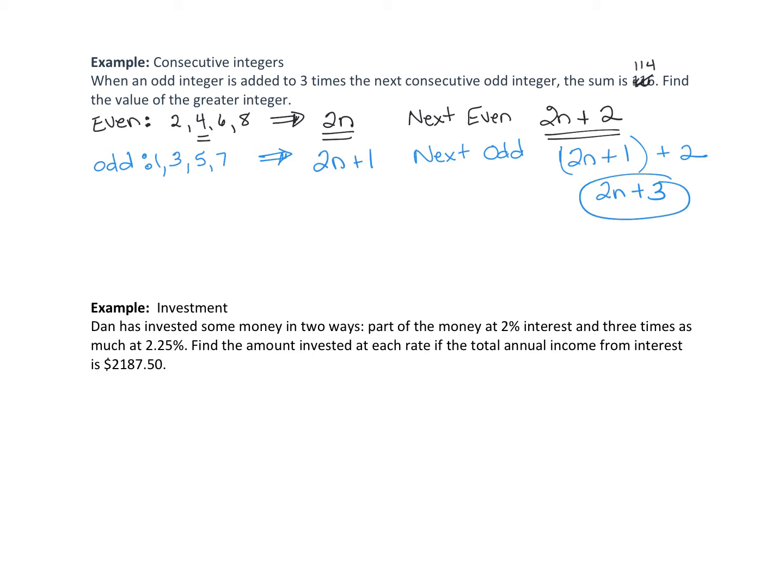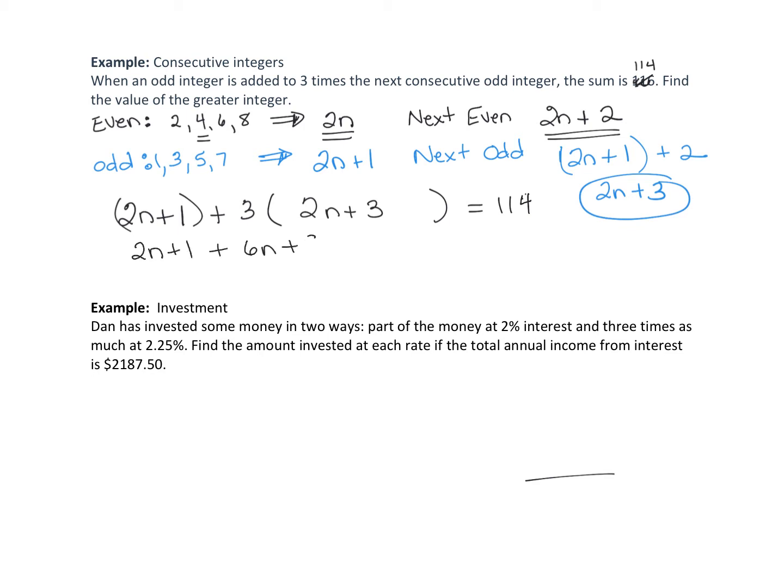So, if we read this again, when an odd integer, that would be 2n plus 1, is added to 3 times the next consecutive odd integer, 3 times 2n plus 3, the result, or the sum, is 114. So if I now simplify, 2n plus 1 plus 6n plus 9 equals 114.